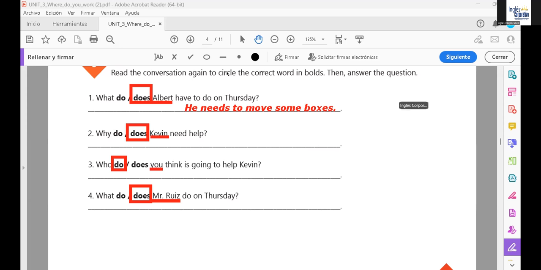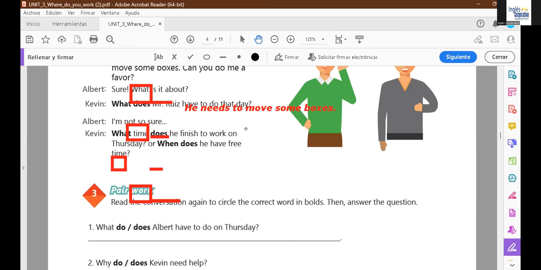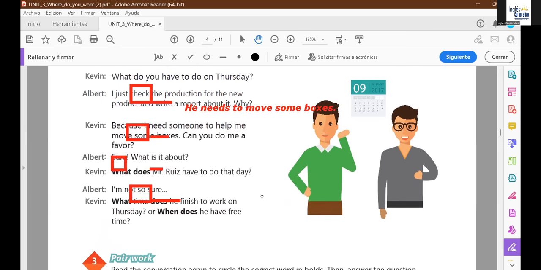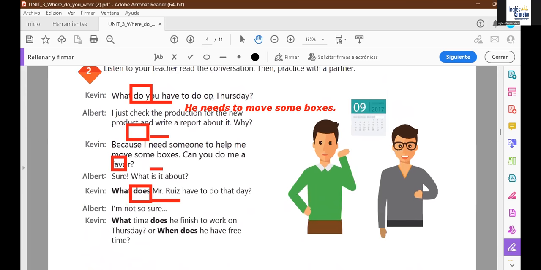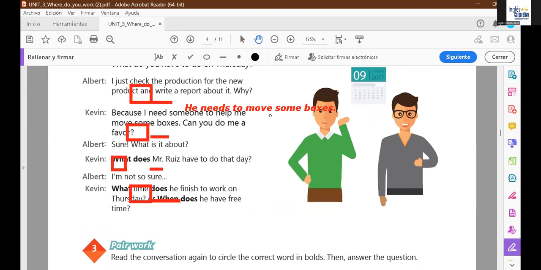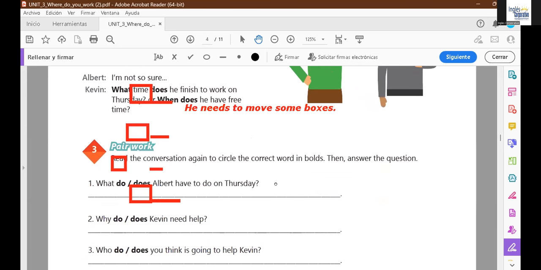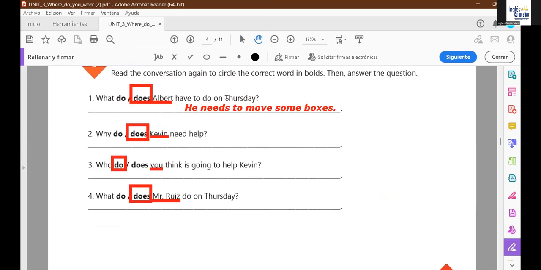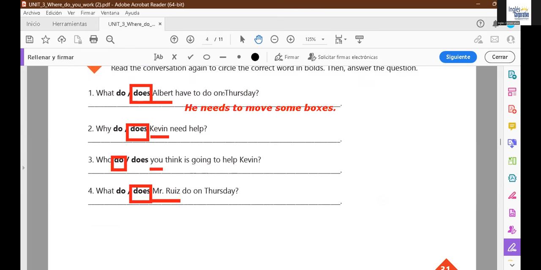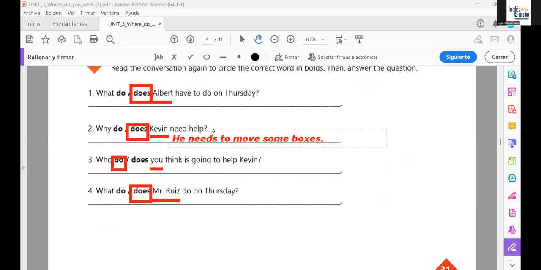Okay, interesting. Let's go back. So what does Albert have to do on Thursday? What do you have to do on Thursday, Albert? Just check the production for the new product and write a report about it. Okay, so which is the answer? Now we need to modify that. Se lo modificamos. ¿Cómo nos quedaría? What does Albert have to do on Thursday?